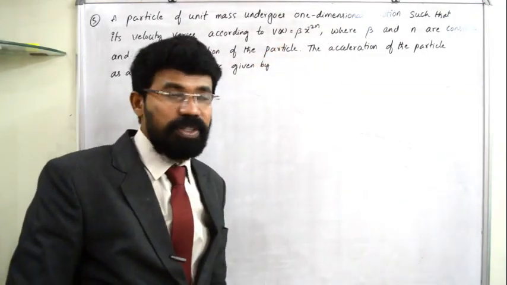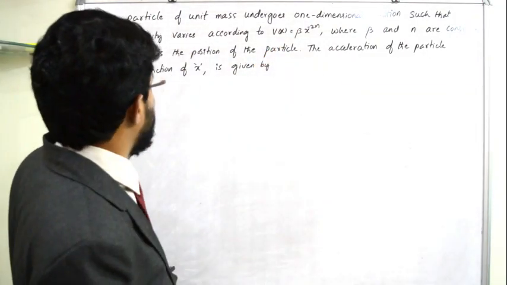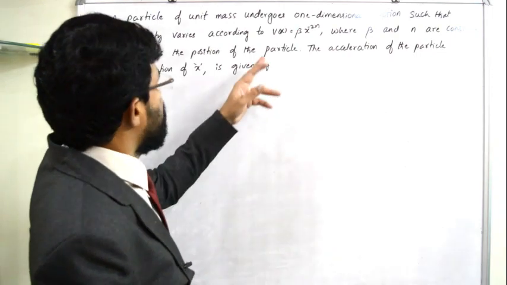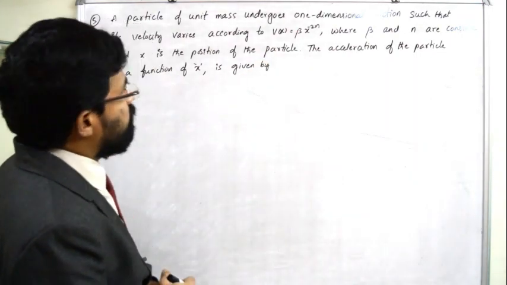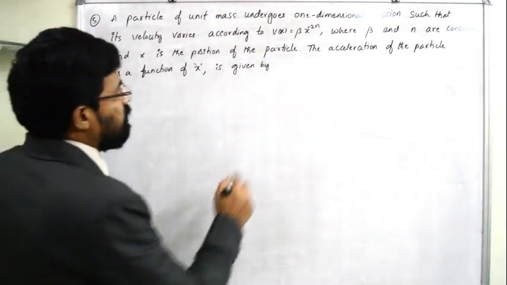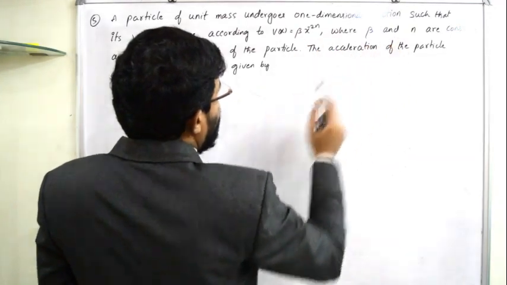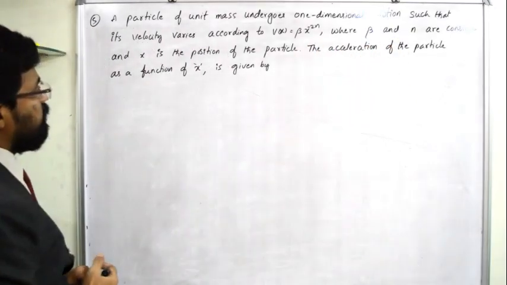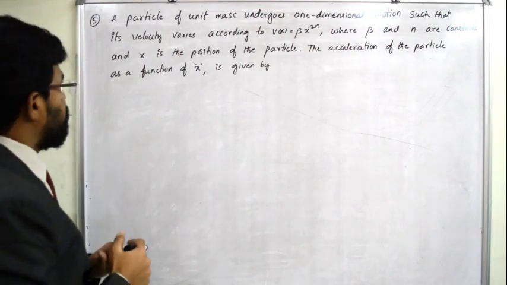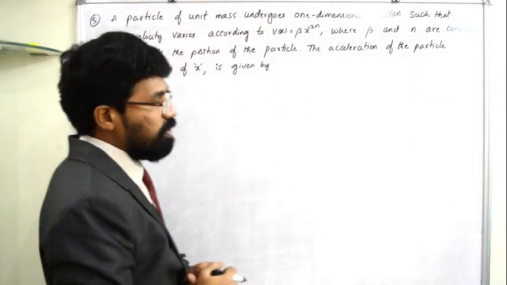Velocity is given as a function of displacement, isn't it? A function of the position of the particle. V of x is equal to beta into x power minus 2n, where beta and n are constants and x is the position of the particle. The acceleration of the particle as a function of x is given by.